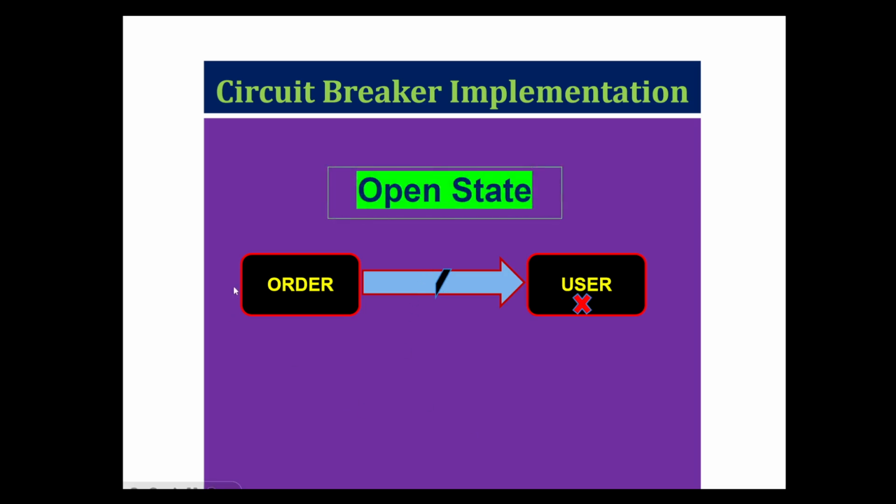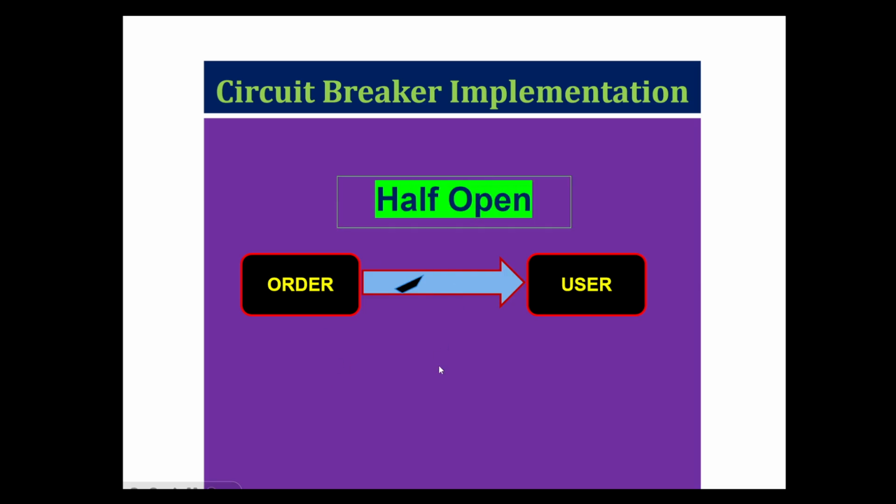In this state, the order service will stop every consecutive request coming to the user service for some time period. We are going to define that time period as 10 seconds. We are going to configure that, and once it has entered into the open state, after that we can restart our user service. Now in this open state, once we restart it, it will enter into the half open state. In this half open state, we are going to set the number of attempts, like 2 attempts.